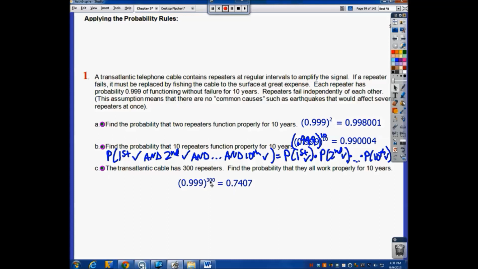And man, when you start getting many 0.999s and start multiplying them, they really start to work their way towards 0. Okay, so we're looking at a little over 74% chance that all 300 repeaters will be fine in a 10-year period. So there's about a 26% chance that we're going to have to replace at least one at some point down the road.